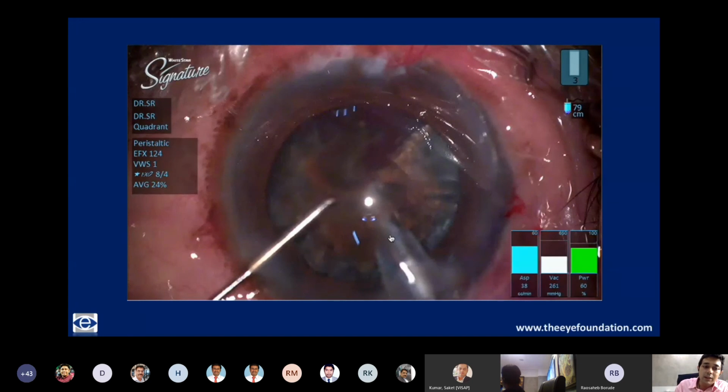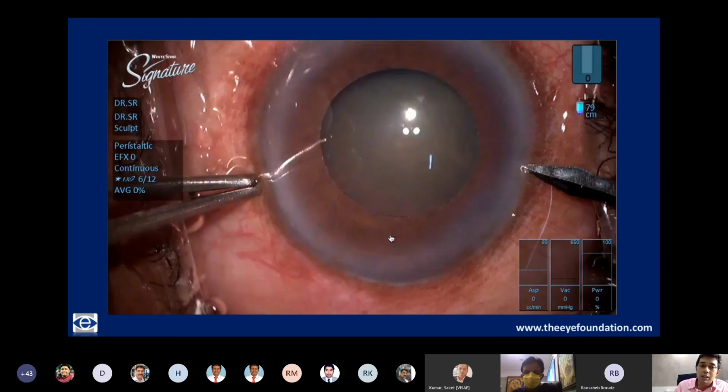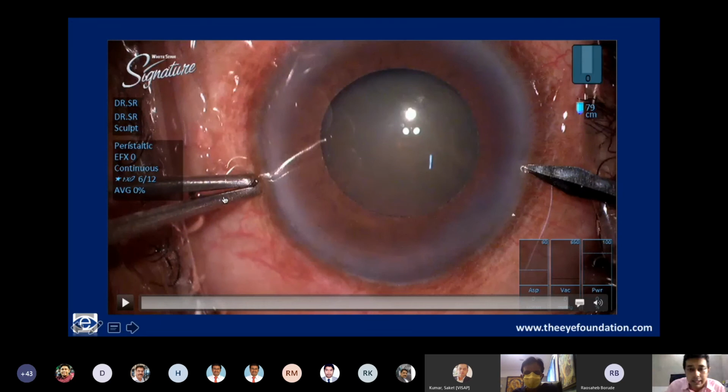And that is the kind of chamber stability that this machine gives you. And with a high vacuum of even 600, which we're using in this particular case, and an aspiration flow rate as high as 40, 42, you're still able to go ahead and do a very smooth phacoemulsification. So those were two cases with hard cataracts.